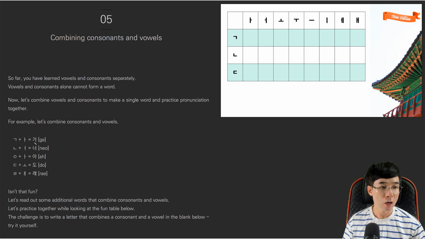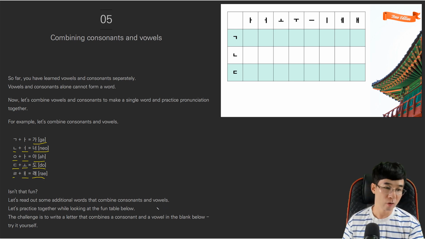기역, 아, 가, 니은, 너, 이응, 아, 디귿, 도, 리을, 레. Isn't that fun? Let's read out some additional words that combine consonants and vowels.